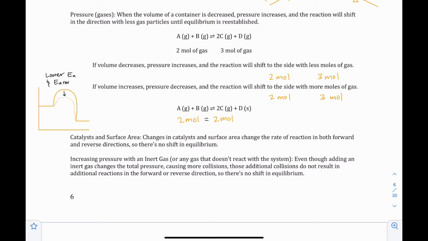In the example, A plus B yields 2C plus D. All of the substances are gases, and there's a total of 2 moles of gas on the reactant side and 3 moles of gas on the product side. If the volume decreases and pressure increases, the reaction will shift to the side with fewer moles of gas. And if the volume increases and pressure decreases, the reaction will shift to the side with more moles of gas.